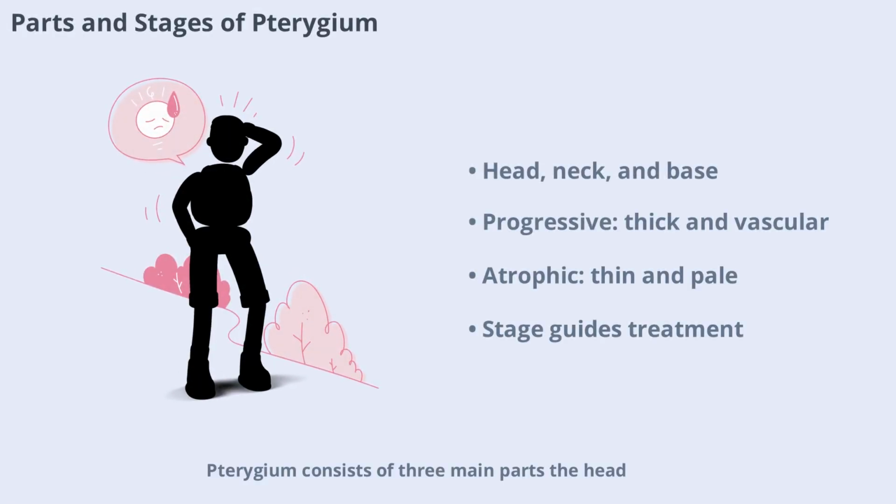Pterygium consists of three main parts: the head, which is the apex that extends onto the cornea, the neck, which connects the head to the body, and the body or base, which extends into the subconjunctival tissue. The condition can be classified into two stages: progressive and atrophic. The progressive stage is characterized by a thick, fleshy, and highly vascular tissue, while the atrophic stage appears thin, pale, and non-progressive. Recognizing these stages helps in determining the appropriate treatment and monitoring the condition's progression.